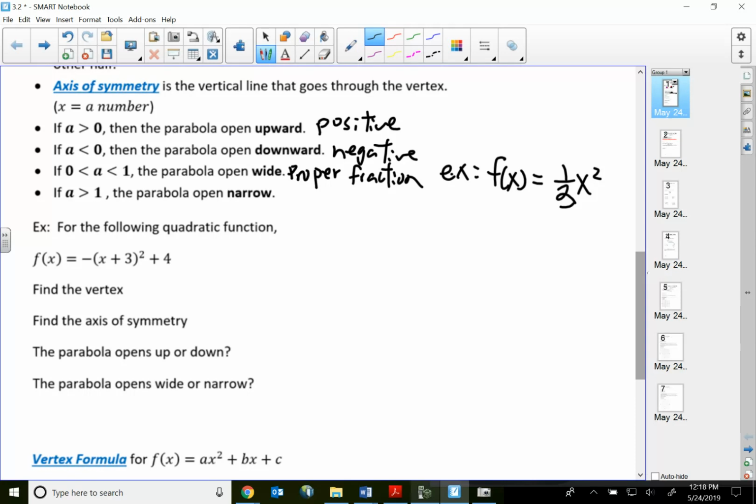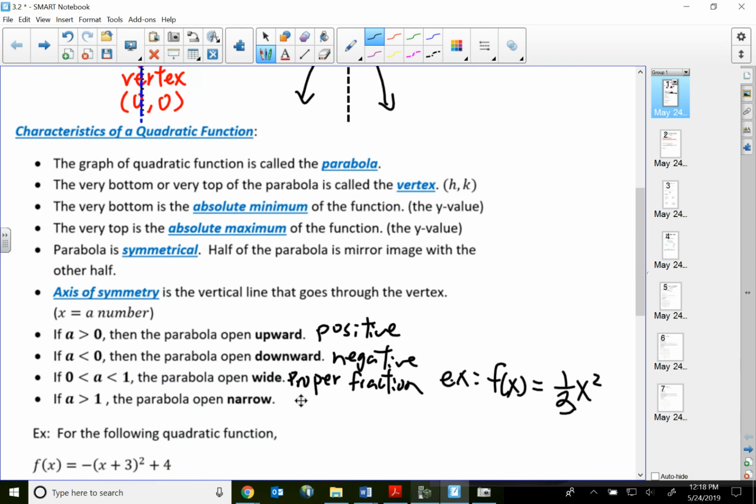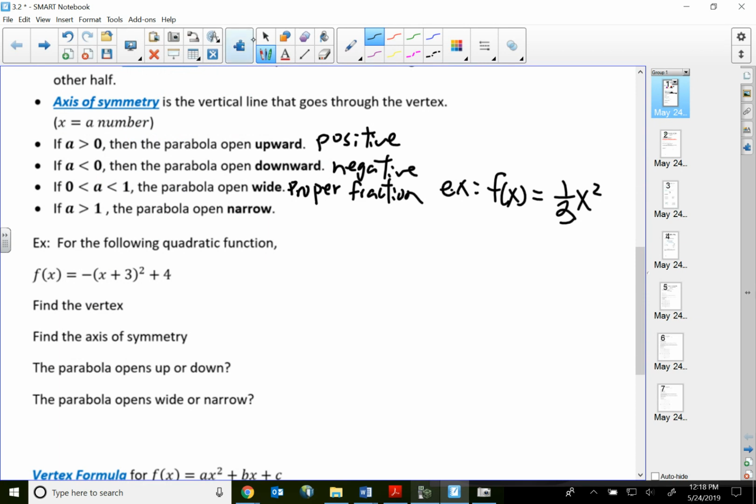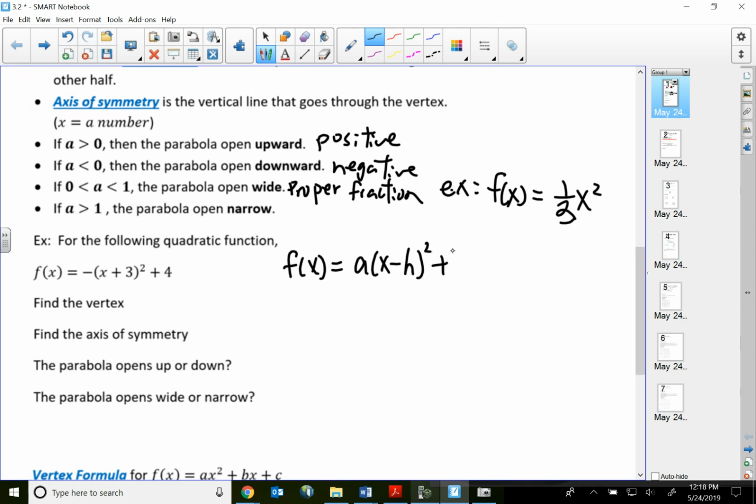Okay, I just want to summarize what I just did. So find the vertex. This quadratic function is written in the general form, which is, let me write it down here. Let me rewrite it. The general form is a times (x minus h) squared plus k, and my function is negative (x plus 3) squared plus 4.